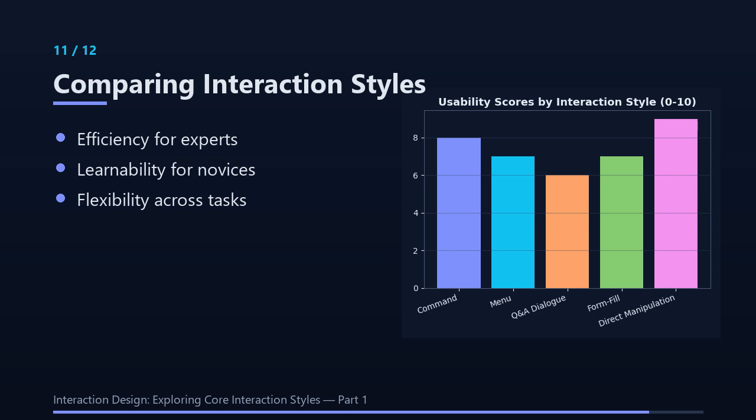Question and answer dialogues, though helpful for guided tasks, score lower on flexibility because they constrain the user to a predefined path. Understanding these trade-offs helps designers choose the right style for a given context.